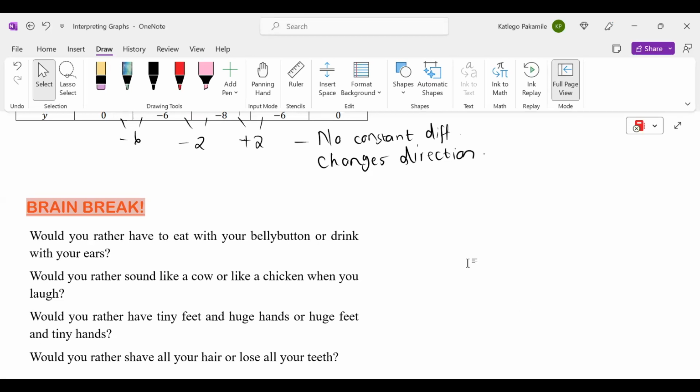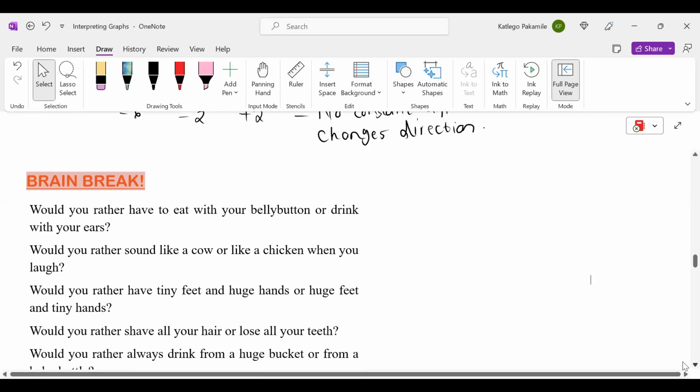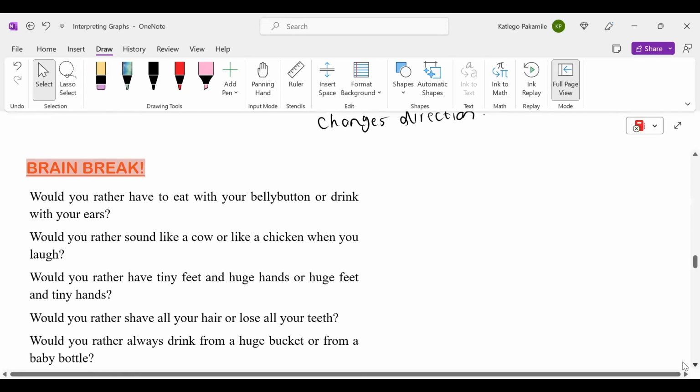Erin is like, I'm not gonna have any of this. Don't ask me funny questions. I can't. Sinesihle? Sinesihle, are you there? Yes, ma'am. Sinesihle, would you rather always drink from a huge bucket or from a baby bottle? A baby bottle, ma'am.